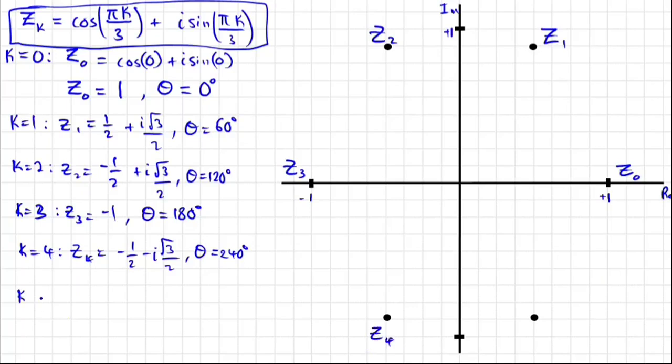For the last one, when k is 5, z5 is equal to the complex number half minus I root 3 over 2, with theta being at 300 degrees. So this here is our z5. So these are the 6 complex numbers that we obtain.